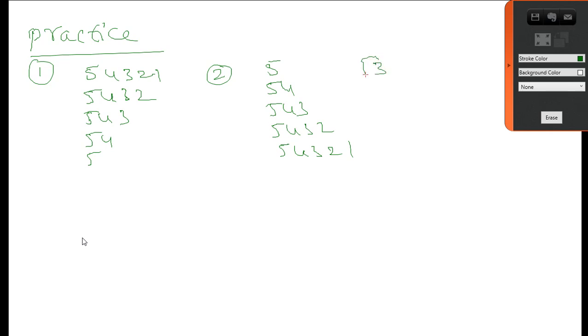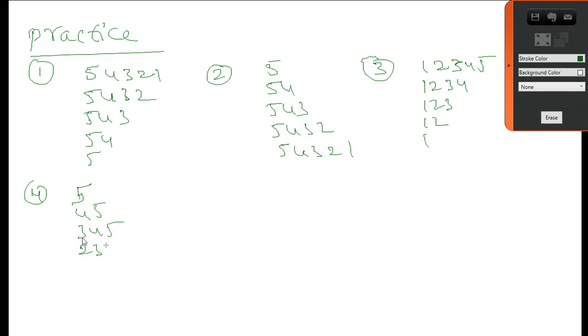Number 3: 1 2 3 4 5, 1 2 3 4, 1 2 3, 1 2, 1, like this. Okay, number 4: 5, 4 5, 3 4 5, 2 3 4 5, 1 2 3 4 5. This is what you have to print.